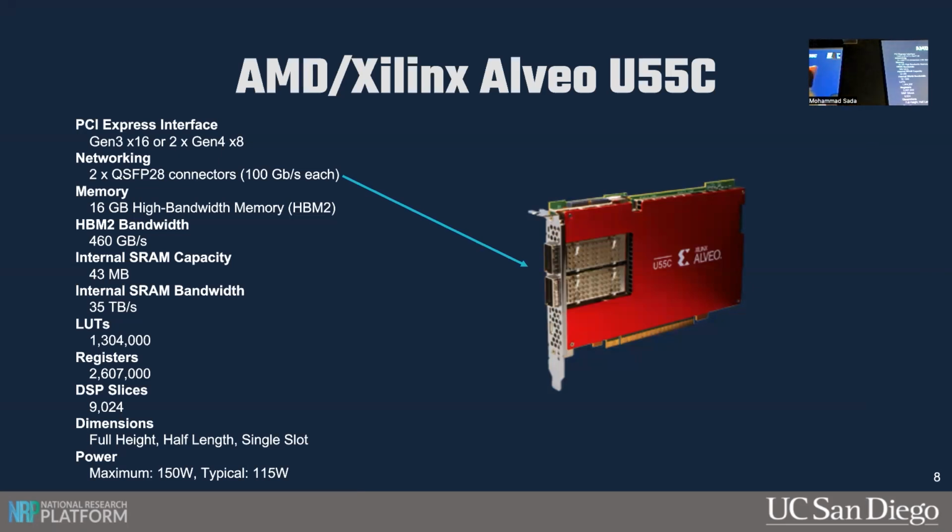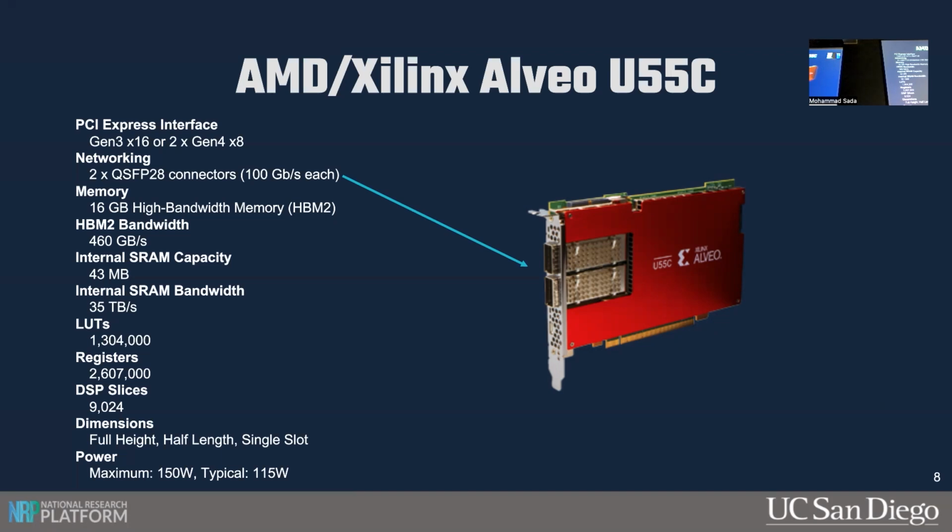The U55C FPGAs offer 2 main hardware specs that are very favorable in programmability. They have 200 gigs per second Ethernet connectors. And I'm saying Ethernet connectors, but since FPGAs are fully programmable, it doesn't have to be Ethernet. You can program them to do InfiniBand. You can program them to do your own protocols, because everything after layer 1, you're programming however you see fit.